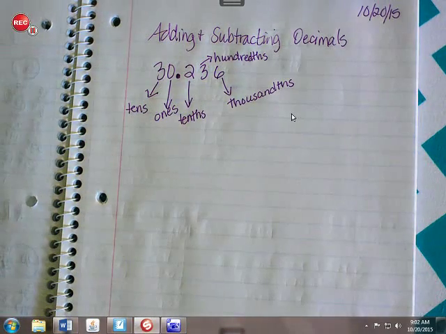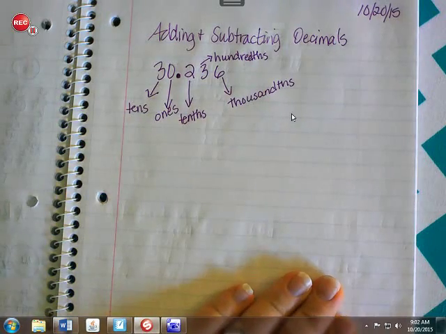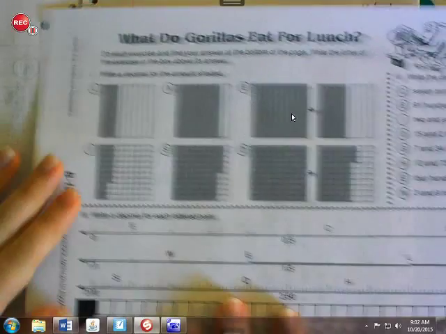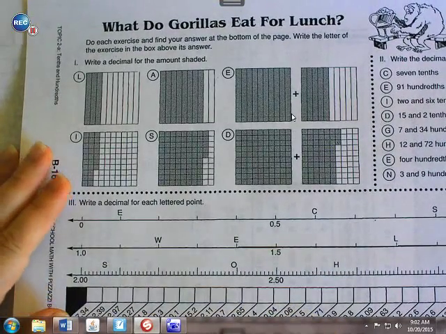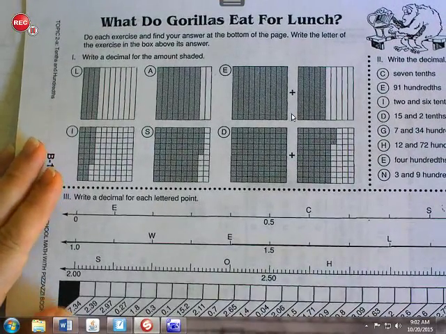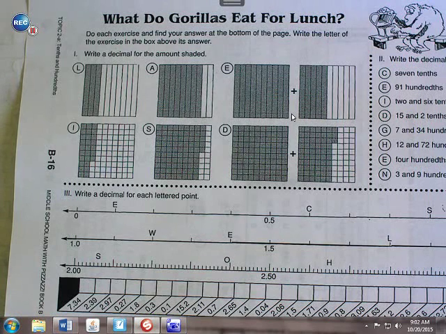Okay? Let's look at the example here for I. Now this one's broken even further apart. It looks like they've taken those tenths and broke them 10 ways. So you're going to have 10, 20, 30, 40, 50, 60, 70, 80, 90, 100. So we have 100 parts now. I know that this is 2 tenths, or 20 hundredths.